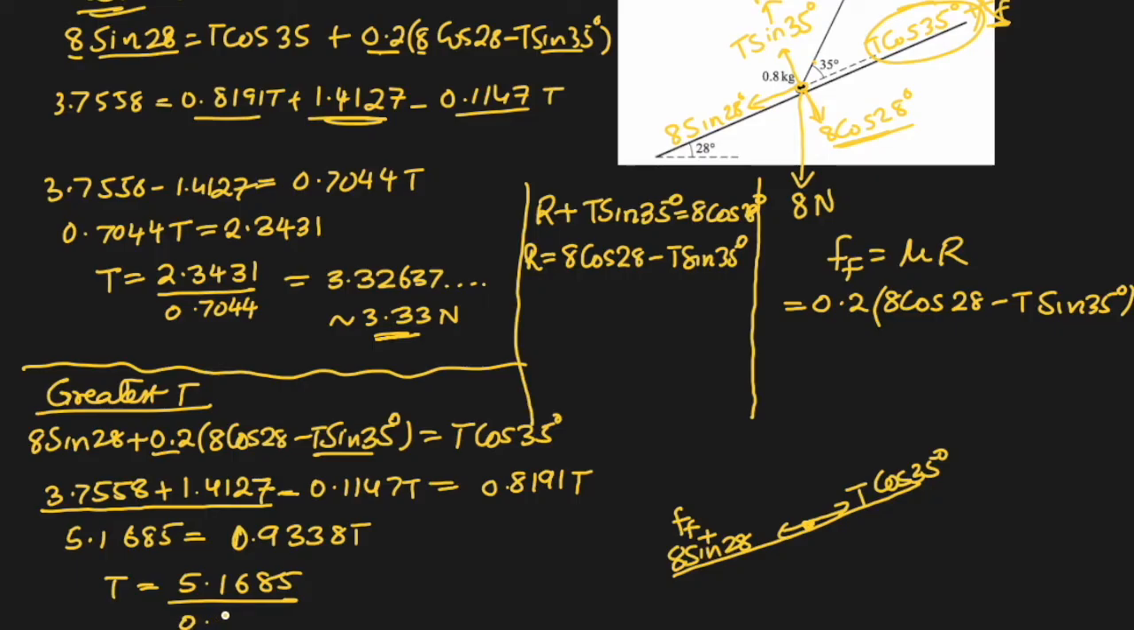And in this case T will be 5.1685 divided by 0.9338, which is 5.53491 and more digits, and we round it off to 5.53 newtons. This is the greatest force. That was the least force. If we have not made any calculation or casual mistake, these two are the forces.